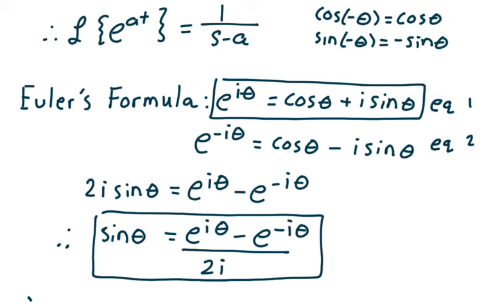And you end up with 2i sine of theta is equal to e to the i theta minus e to the negative i theta. And if I divide both sides by 2i, I get sine of theta is e to the i theta minus e to the negative i theta divided by 2i. And again, remember, i is equal to the square root of negative 1. It's an imaginary number. Okay.